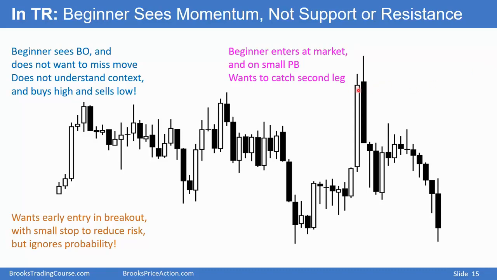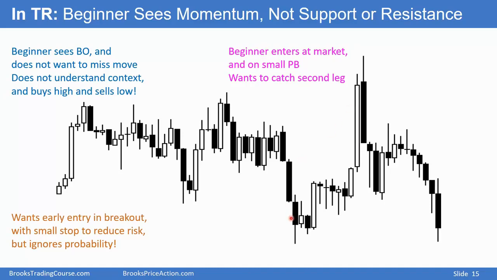Another reason why beginners buy up here is they think that it could be a huge bull trend. Yet they see all of these reversals. They're afraid that this might reverse as well, and they want as minimum risk as possible. So they're buying as soon as they are convinced the breakout is underway. They don't wait for follow-through. They want to enter early.